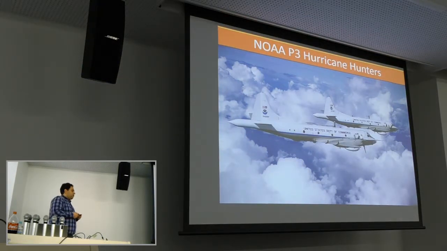To sample tropical cyclones in the Atlantic, we have the 2 NOAA P-3 aircraft that fly numerous flights, maybe 20 or 30 flights every year in a number of different storms. They are equipped with instruments including Doppler radars and dropsondes, and they measure the flight level variables as well.